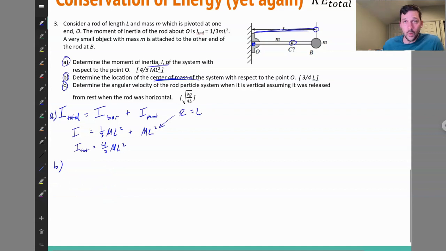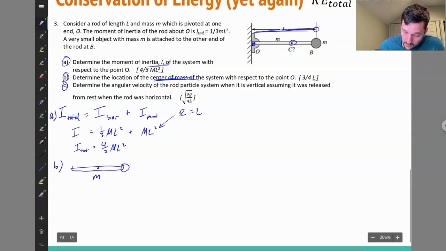So first we've got to figure out where its center of mass is along the bar. Well, let's see. We've got the bar and we've got the mass. We were told it's a bar of mass m and length L. Okay, great. And a very small object of mass m. Oh, also mass m. So that's nice.